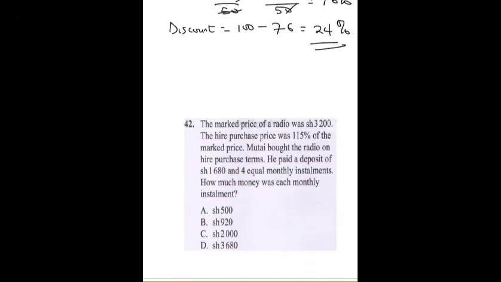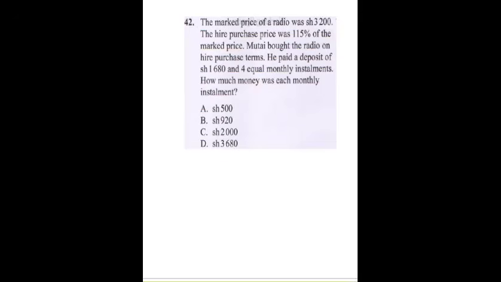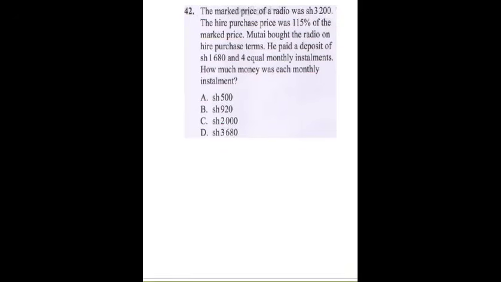So the next question says the marked price of a radio was 3,200 shillings. The hire purchase price was 115% of the marked price. Mutai bought the radio on the hire purchase terms. He paid a deposit of 1,680 shillings and 4 equal monthly installments. How much money was each monthly installment?